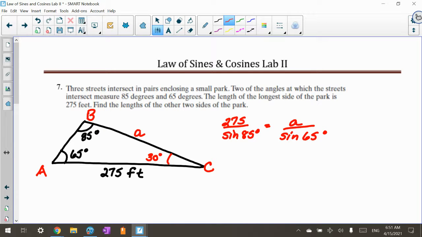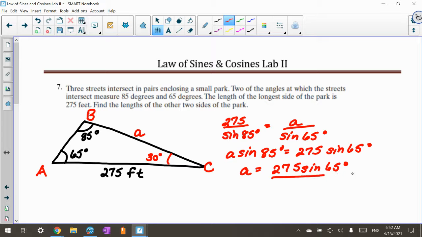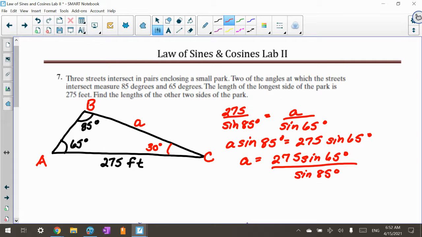And then we're going to cross multiply. So I have a times the sine of 85 degrees equals 275 sine 65 degrees. Then divide by that. So side a is going to be 275 sine 65 degrees divided by sine of 85 degrees. I paused there because I was looking to see if they told you how to round, but they didn't. But since this is in whole numbers, we're going to round that to a whole number. If you put that in your calculator, you get 250 feet rounded. So now I know this is 250 feet. So we found the first one.